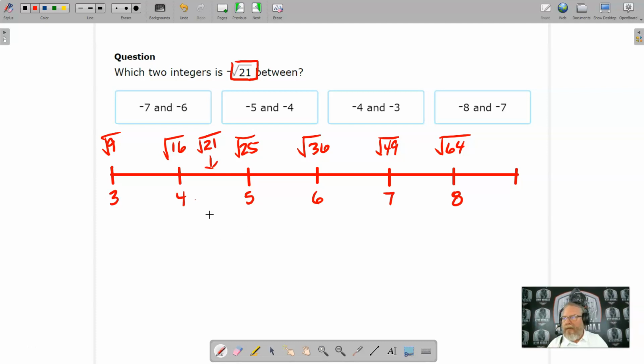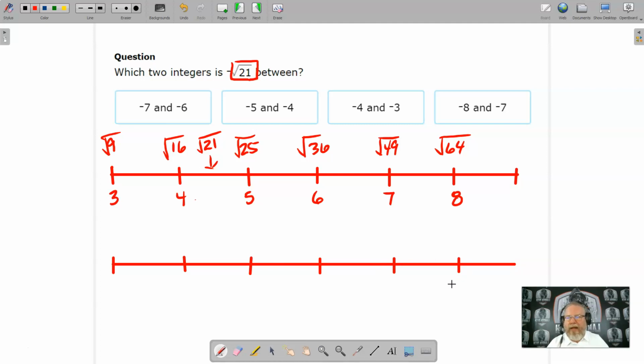However, remember, if this were positive up here, we would be looking for somewhere between 4 and 5. But remember, it's asking us for the opposite of that. So we should then picture a number line that is just the opposite. Since it's opposite, we're going to put 3 down here, and this is going to be negative 3, negative 4, negative 5, negative 6, negative 7, negative 8.